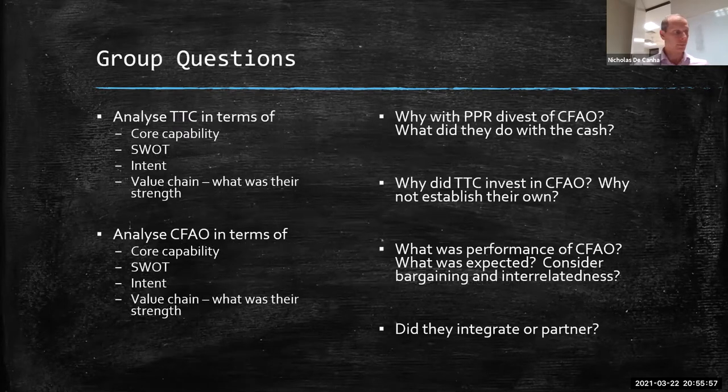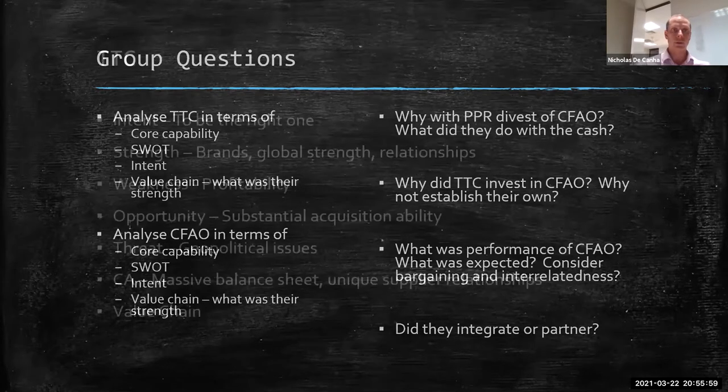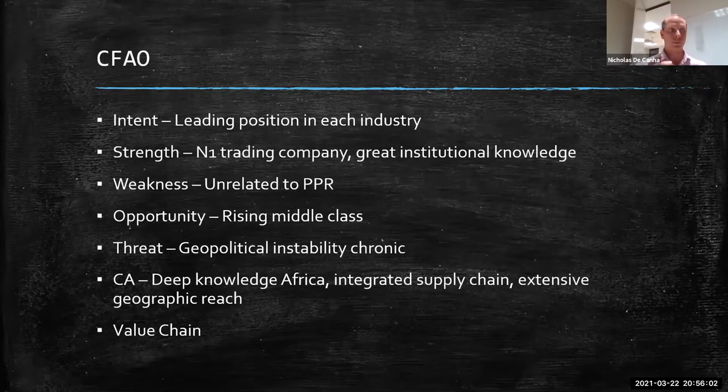Thank you for some of the more detailed analysis. I think what we're trying to understand is some of the core strengths and weaknesses of them. I think you mentioned the absolute biggest strength or competitive advantage, which is this very long, very strong history in Africa. And that comes with a very integrated supply chain and extensive geographic reach, which means 38 countries. So they're the number one trading company with great institutional knowledge. 107 years means you've learned and learned and learned and your structures reflect your market.